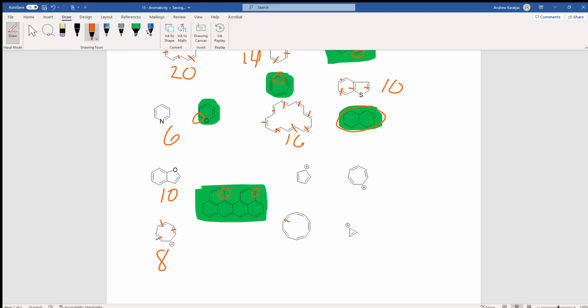Here we have a 10-membered ring with 5 pi bonds, or 10 pi electrons. And these last 3, we're just going to count the pi bonds because those plus charges allow us to have those cations be sp2, but they don't contribute any electrons. So here we have 2, 4, and 6.